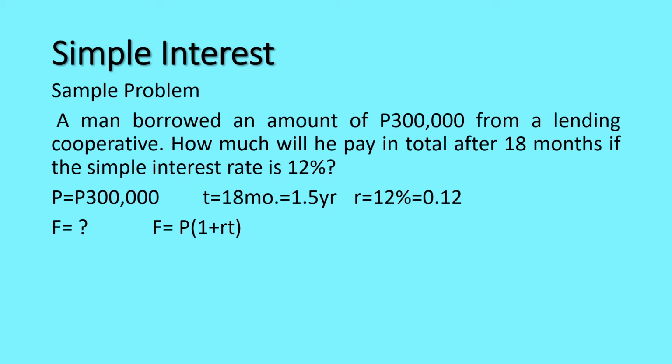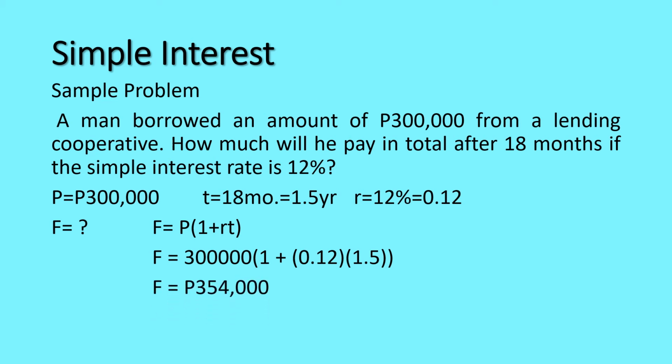So we can use this formula to directly determine the final amount. All we have to do is substitute the given values: the principal amount, the simple interest rate, and the time. So we have now 300,000 pesos times the quantity 1 plus 0.12 times 1.5. This will give us a value of 354,000 pesos. So this is the final amount.